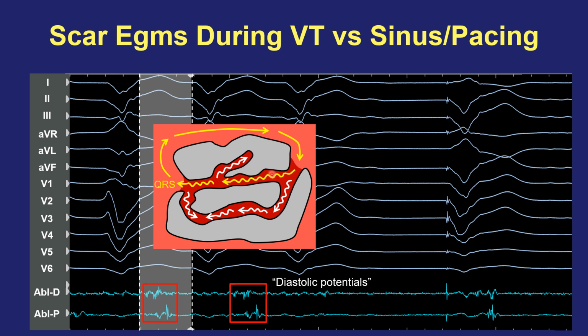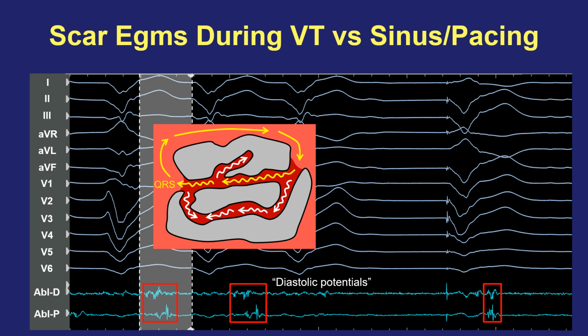And again, because of the slow conduction in between QRS complexes, they will occur frequently in electrical diastole. There may be other signals that are occurring during the QRS in other places still during systole, but the most interesting signals are during diastole because potentially that will include the critical isthmus that is occurring in between the beginning of the QRS and the end of the QRS.